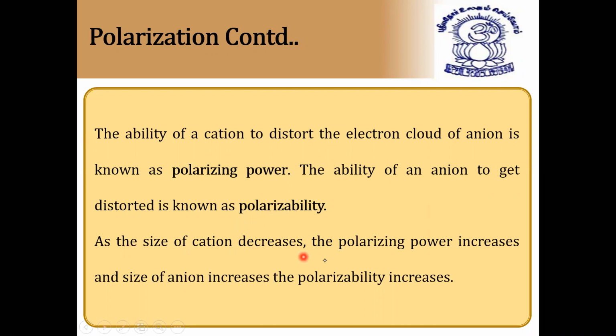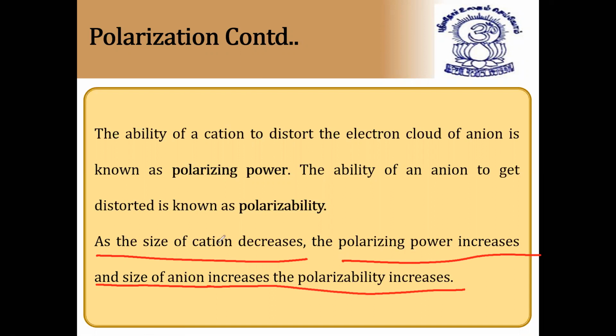As the size of the cation decreases, the polarizing power increases. Very, very important for the objective. These characters are important. As the size of the cation decreases, the polarizing power increases, which means a small cation will have high polarizing power and a large anion will have more polarizability. So a small cation and a large anion will have covalent character.